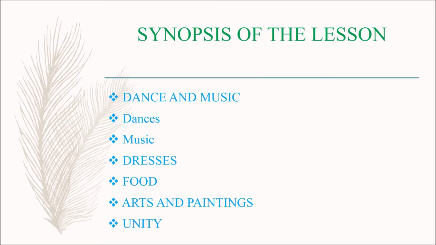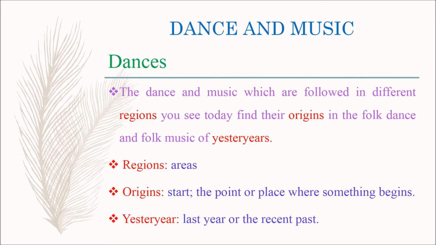Synopsis of the lesson. In this session we are going to see the following topics. The first one is dance and music. Under this we have dances and music, then dresses, food, arts and paintings, then finally we have unity. Now we are going to see the first topic, that is dance and music.